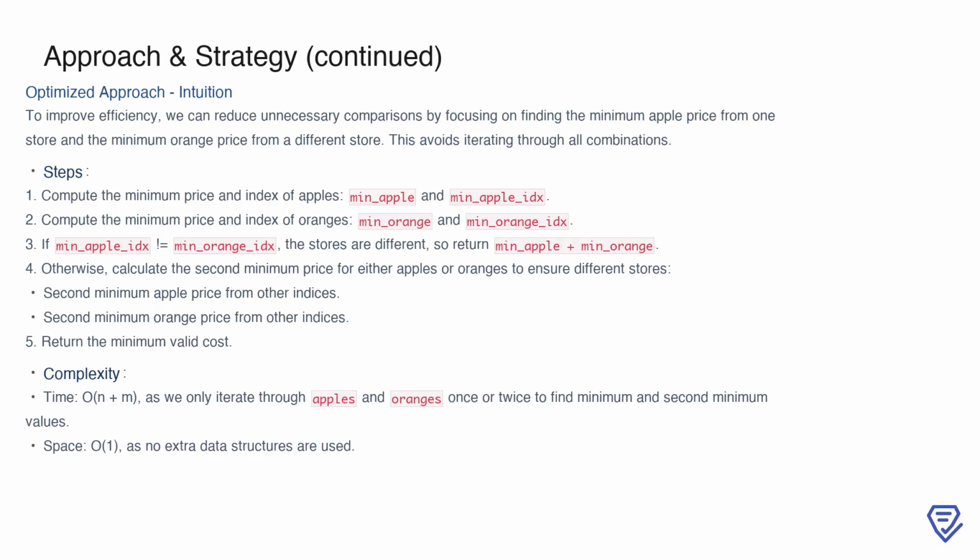The time complexity of this approach is O(n plus m), because we only make one or two passes through each array to find the minimum and second minimum values. The space complexity remains O(1), since no additional data structures are required. This makes the solution both efficient and lightweight.